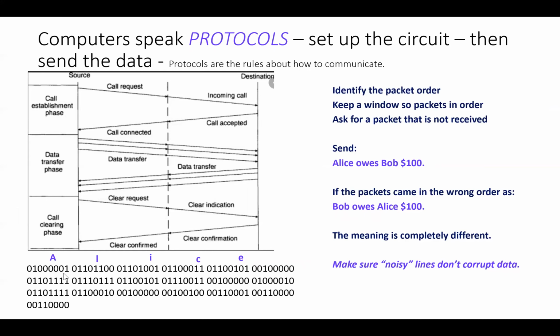So this is binary, all ones and zeros, which is what we send down these cables. So Alice, this is A, this is L, I, C, E, this would be space. This would be O, W, E, S, space, B, O, B, space, $100. So that would be how we would convert Alice owes Bob $100 into binary.